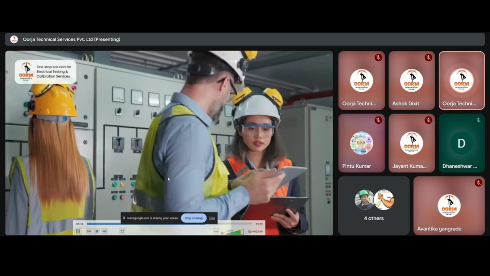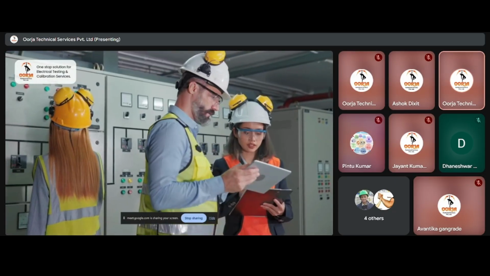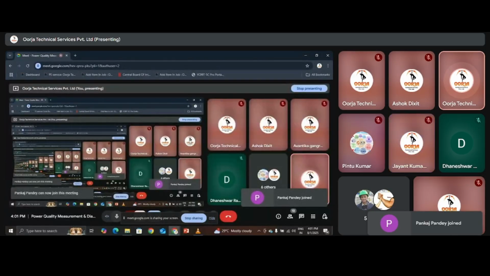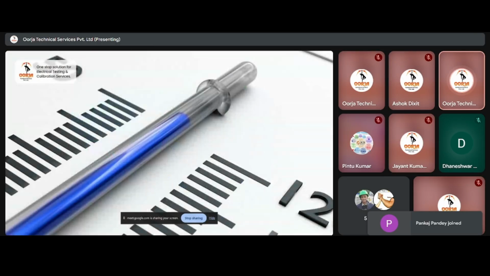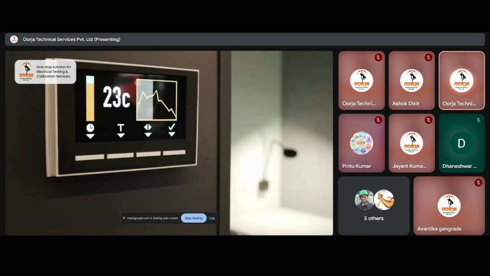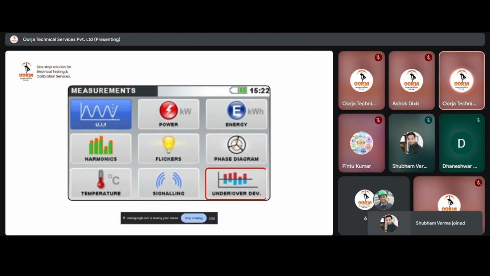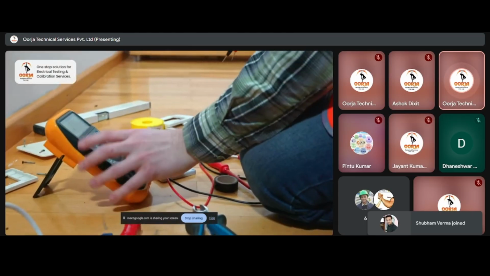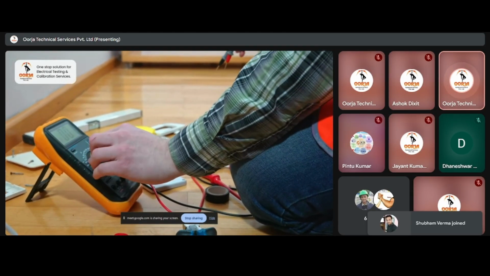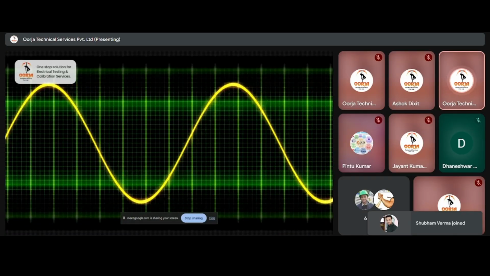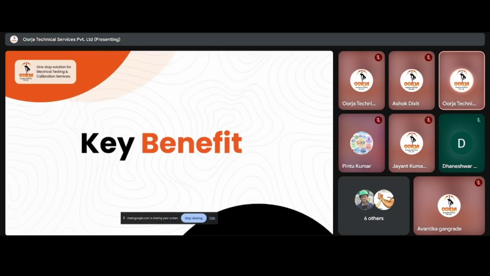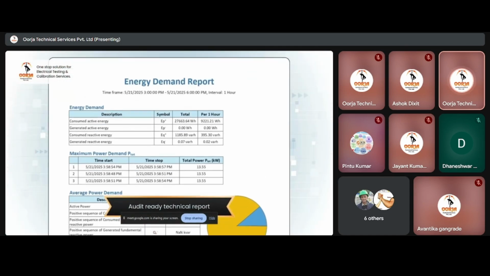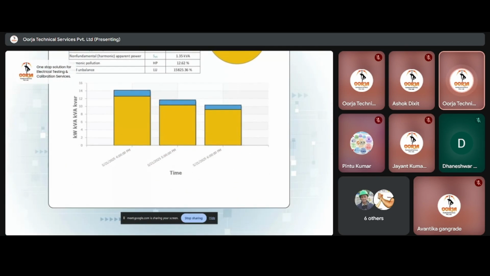This view is for checking instrument connection before measurement, because most measurement issues arise from a wrongly connected instrument. Temperature. Our instruments are capable of measuring and recording temperature with a temperature probe. Over deviation. The basic measurement for under deviation and over deviation is RMS voltage magnitude measured over a 10-12 cycle time interval.